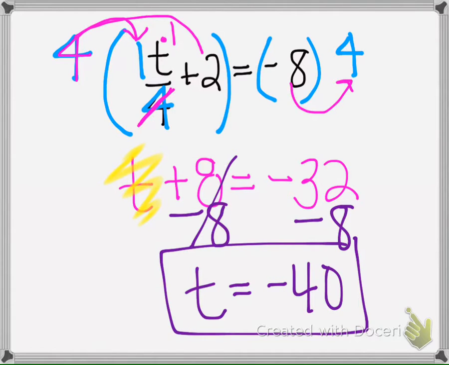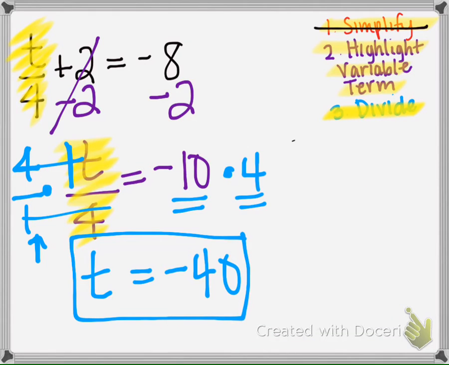So if we want to start with the fraction, we have to multiply every single term in the equation by the common denominator, some number that this denominator, this 4, can go into. And as you can see, we get negative 40 here as well as here.